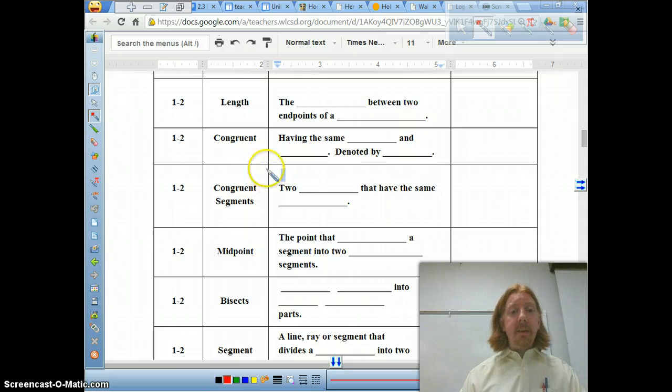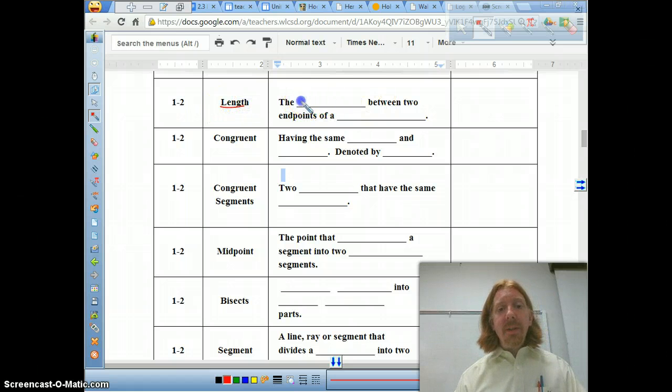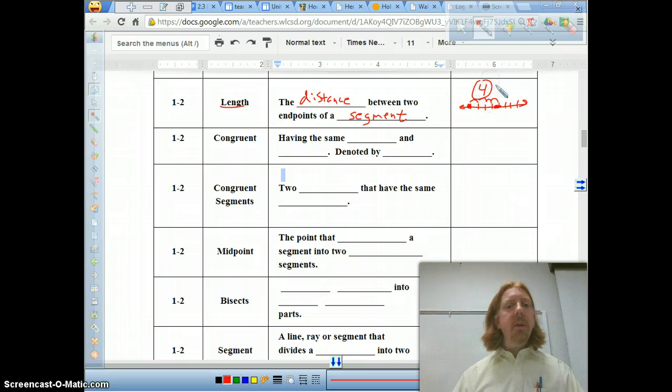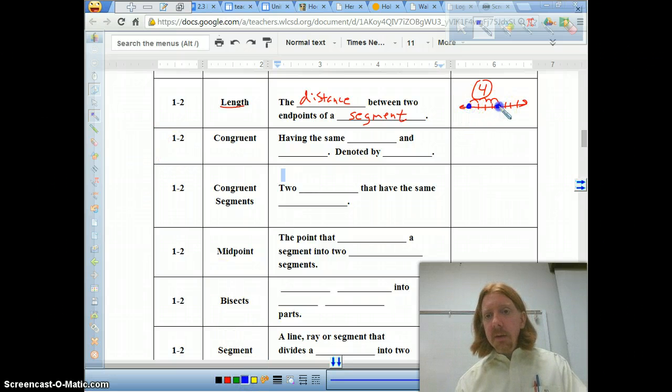When I talk about length, I'm referring to the distance between the endpoints of a segment. So if I think of a number line marked off in parts, and I talk about this segment right here, I can see that there are 1, 2, 3, 4 units along there. The distance between those two endpoints of this segment, so dot, dot, line, there's my segment. The length of that segment is 4 units.